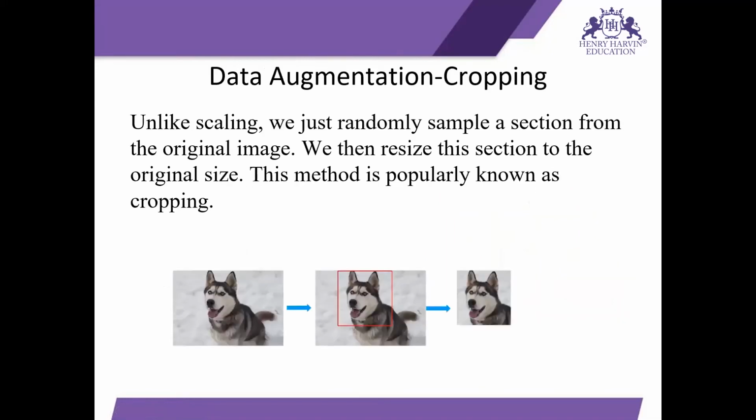The next one is about cropping, but we might have done all these things when we take photos in our smartphones. Whenever we want to keep a DP on WhatsApp, we crop the pictures. Here cropping means, unlike scaling, we just randomly sample a section from the original image. We can then resize the section to the original size. So it is the same meaning.